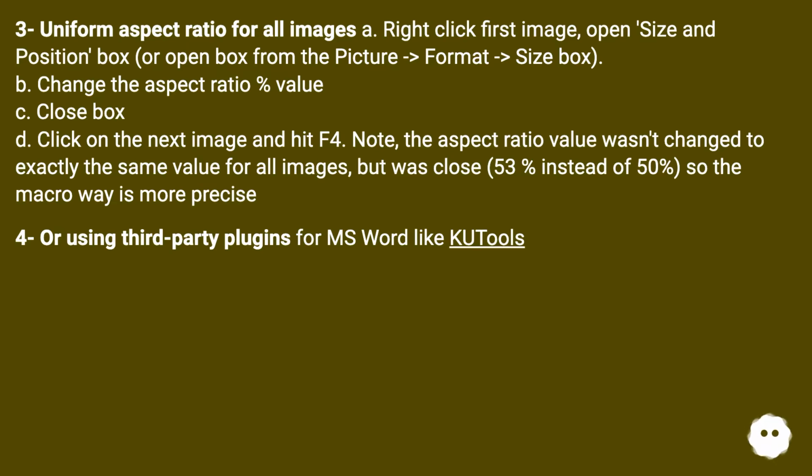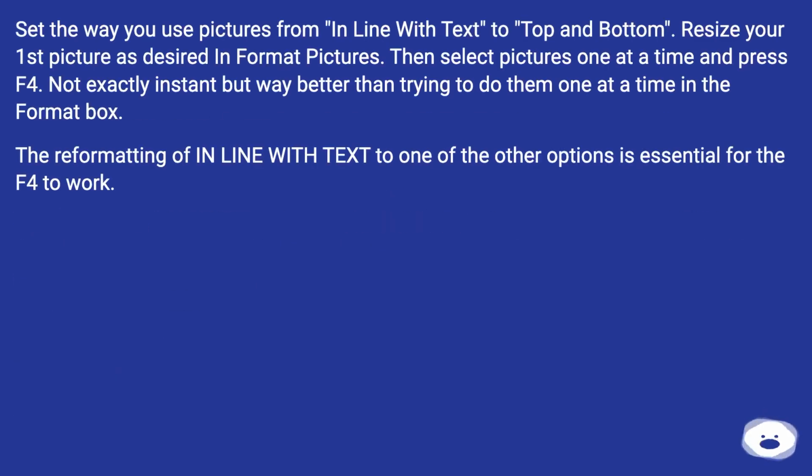4. Or use third-party plugins for MS Word like Qtools. Change the way you use pictures from In Line with Text to Top and Bottom. Resize your first picture as desired in Format Picture. Then select pictures one at a time and press F4. Not exactly instant, but way better than trying to do them one at a time in the Format box. The reformatting from In Line with Text to one of the other options is essential for F4 to work.